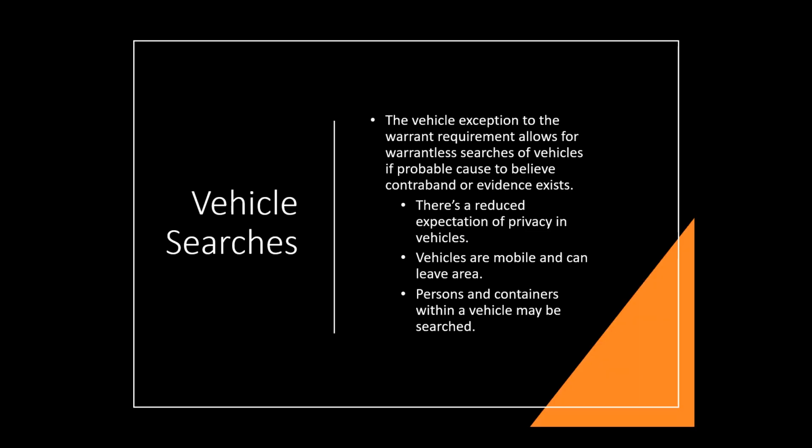Let's talk a little bit about vehicle searches. Vehicles are an exception to the warrant requirement. We allow warrantless searches of vehicles if there is probable cause to believe that contraband or evidence exists. And why is this? Well, first and foremost, because there is a lower expectation of privacy, then because vehicles are mobile, and finally, there can be persons and containers within a vehicle that may be subject to search.